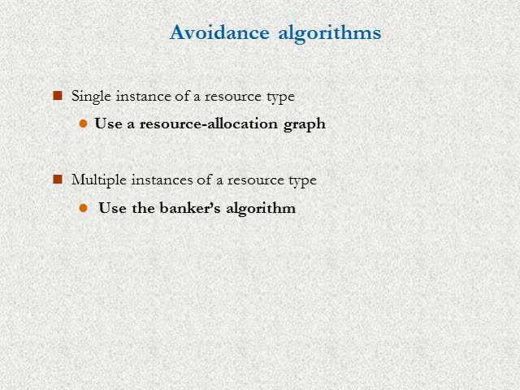So this resource allocation graph can be efficiently used when we have a single instance of a resource type. For multiple instances, we have to use some other method. Usually we use the banker's algorithm. We will discuss this banker's algorithm in the next lecture.